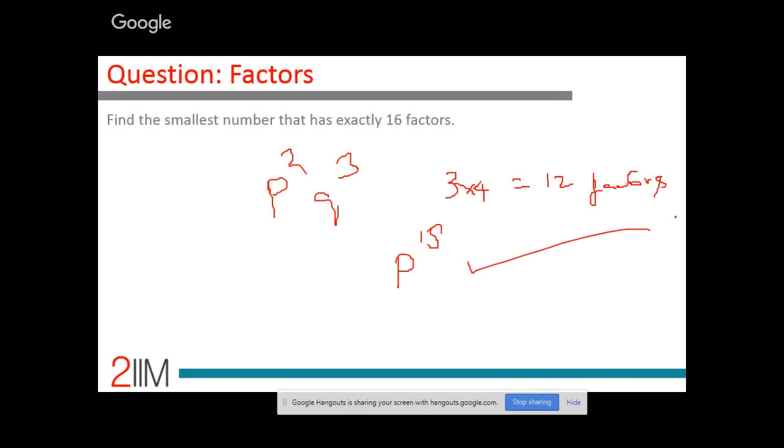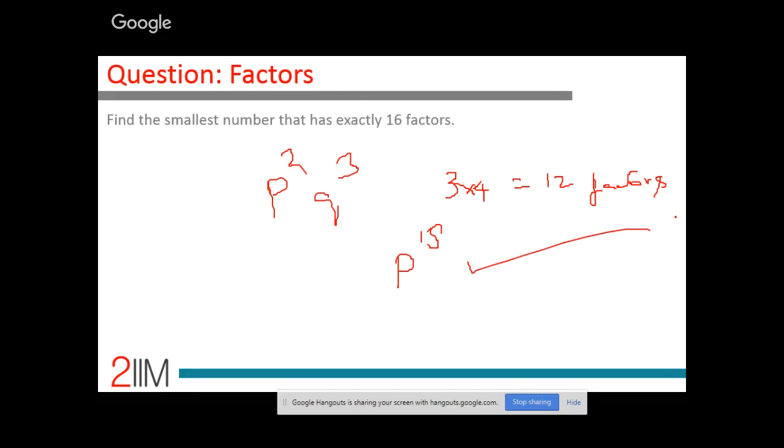We've discussed a few. P power 15 works, p cube, q cube works, p power 7 into q works. 16 can be written as 16, 2 into 8, 4 into 4. Anything else? P square, q square. Then it will be 3 into 3 into 3 into 3 factors. PQRS will work. P into q into r into s will work. So 2 into 2 into 2 into 2. Anything else?